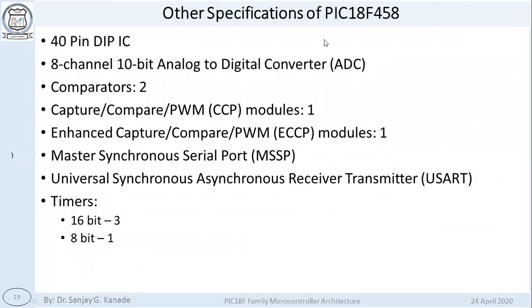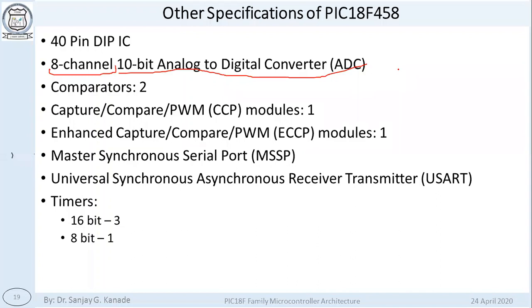Now some other specifications of PIC18F45 that you should know. This particular IC we are studying, PIC18F458, is a 40-pin DIP package IC. It has an 8-channel 10-bit ADC. What does it mean? There are two different terms here: 8-channel and 10-bit ADC. I think you have studied one ADC in the 8051 or FMA subject, the 0808 ADC.